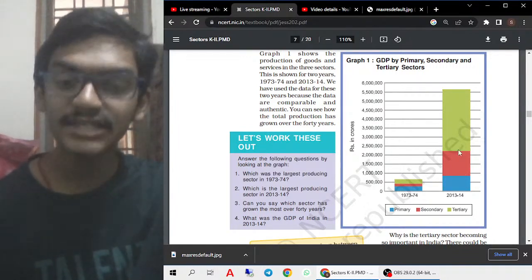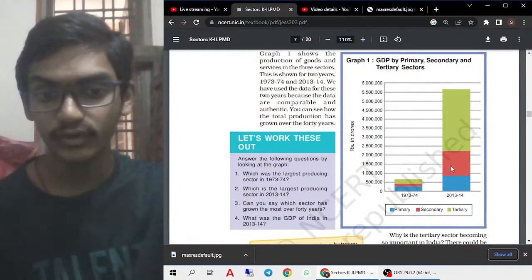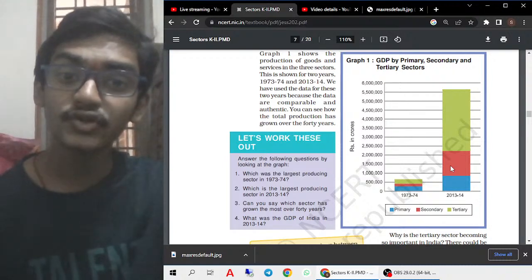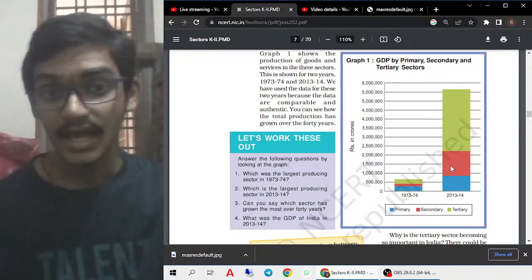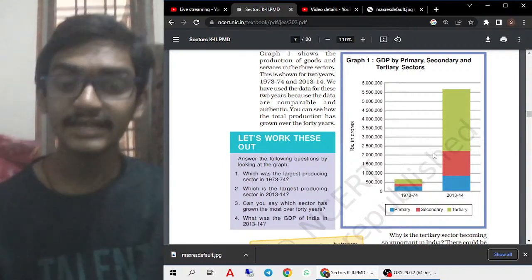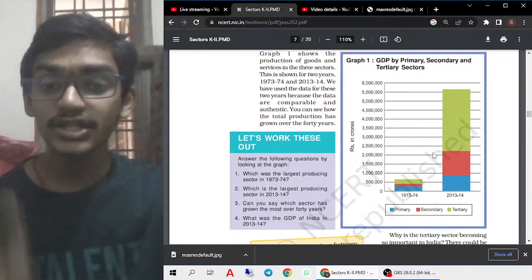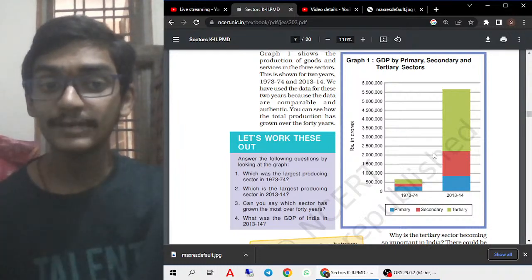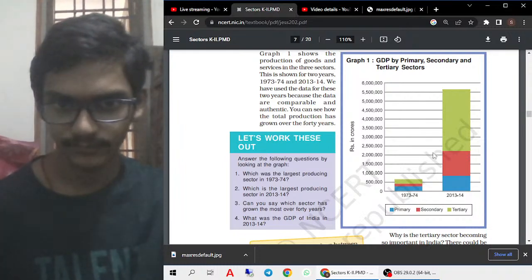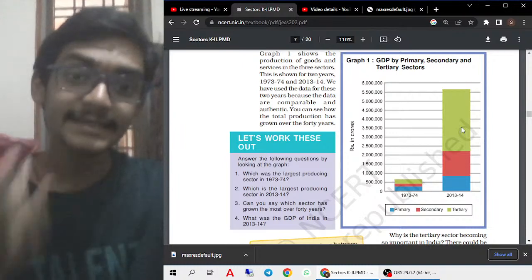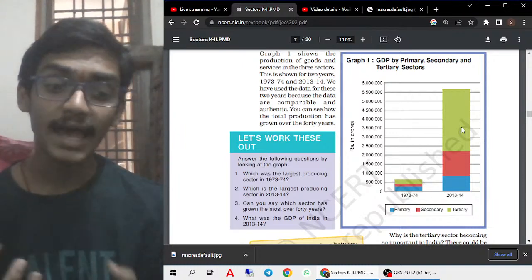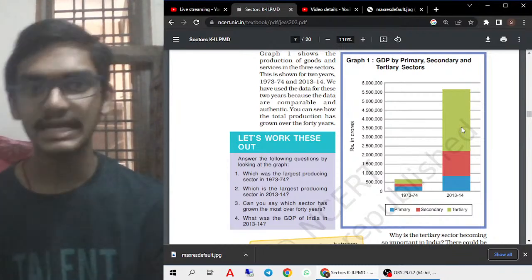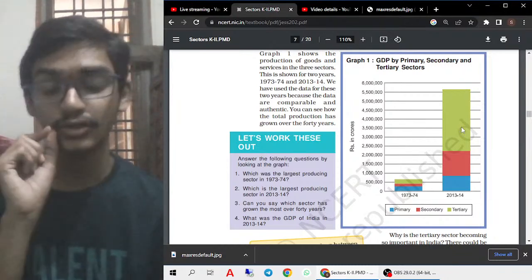But if you see the situation in 2013-14, the primary sector contribution is very less compared to the secondary and the tertiary sector. And among all three sectors in 2013-14, the tertiary sector was contributing the most to the GDP of the country. Why is that situation prevailing? Why has the tertiary sector become a very important sector for the development process of the country? That we are going to see now.